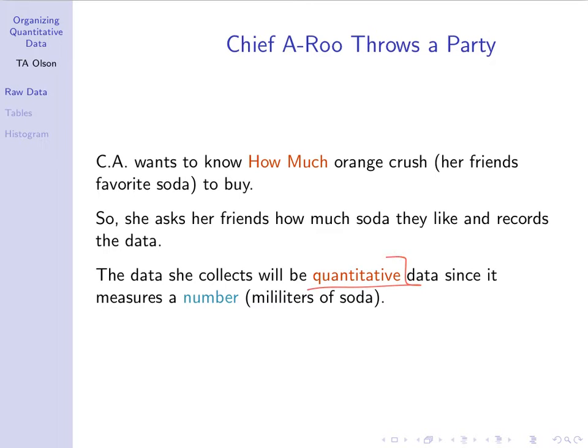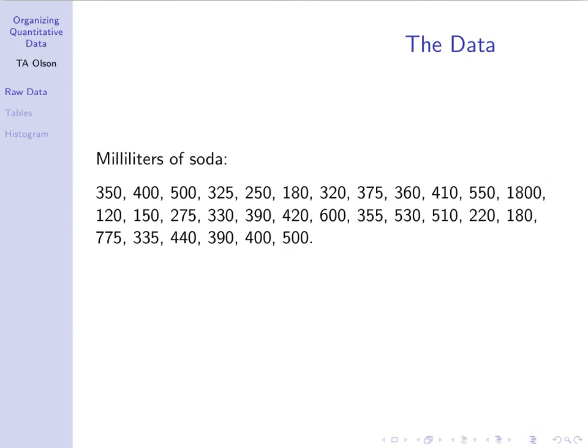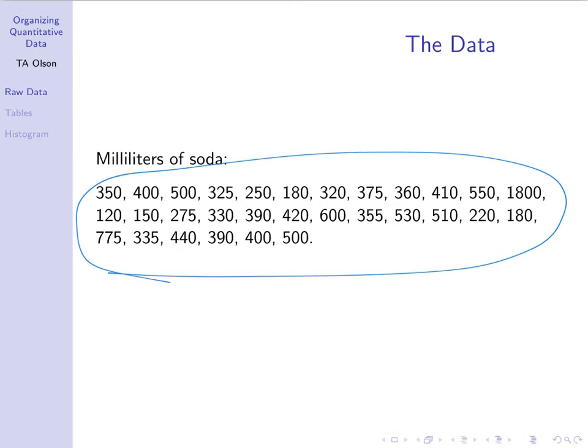This type of data is quantitative data, right? It's going to be a number. And since Chief-Aru is Australian, she's going to measure it in milliliters of soda, the metric unit. All right, so here is our raw data. If you look through, we have from 120 milliliters up to 1800 milliliters.